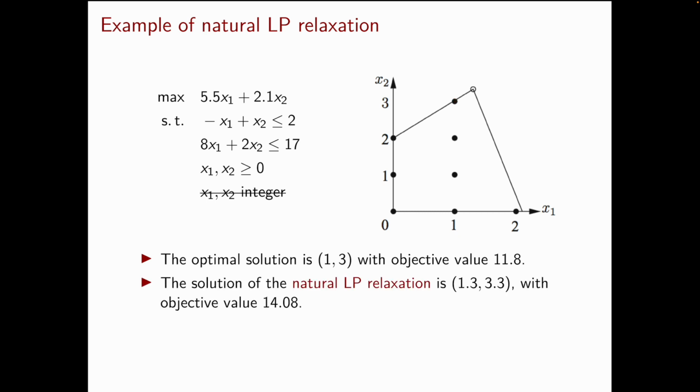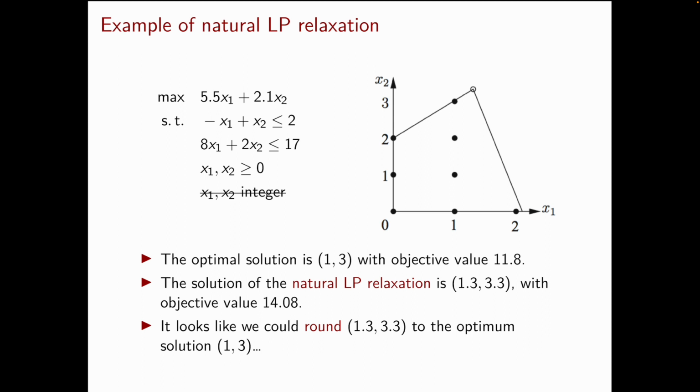11.8. Now we can look at the natural LP relaxation. This is a linear program with the same objective function, the same constraints, except that we drop the integrality restrictions. The feasible region of this linear program is precisely this quadrilateral defined by our 4 linear inequality constraints. If you solve this linear program, you will see that the unique optimal solution is given by this vertex, which is (1.3, 3.3), and the objective value is 14.08.